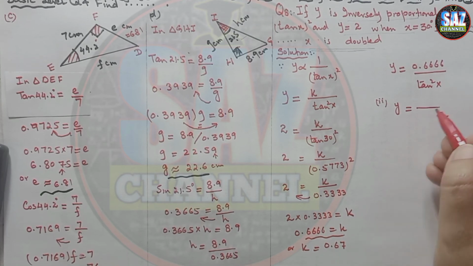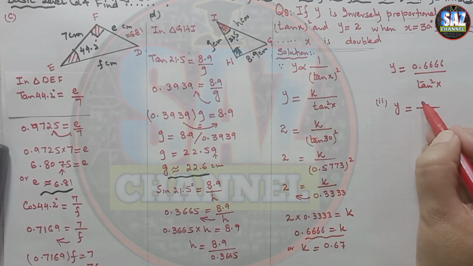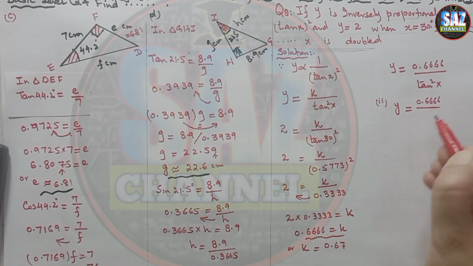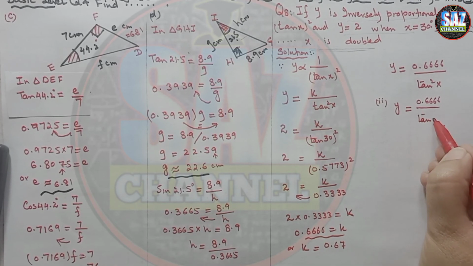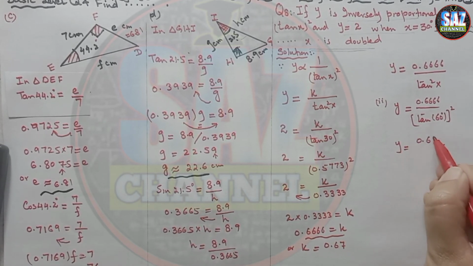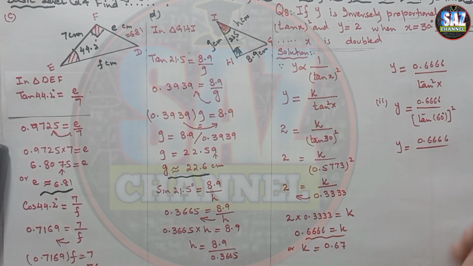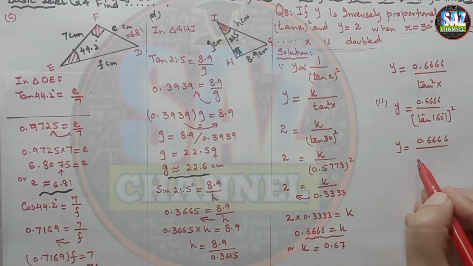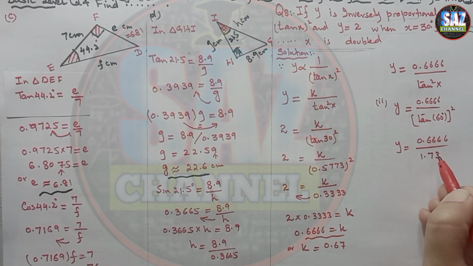So when we have the double of this value, that will be 2 times 30, which will give me 60. So I have to write 0.66 upon tangent 30 degrees, but instead of 30, because we have to double the value of x, it will become 60 degrees and whole square. I hope this term is clear to my students, because this is really important to understand before the solution of this question. And this is 0.66 upon tangent 60 degrees. Tangent 60 degrees has the value 1.7320, and I have to take the whole square of this.